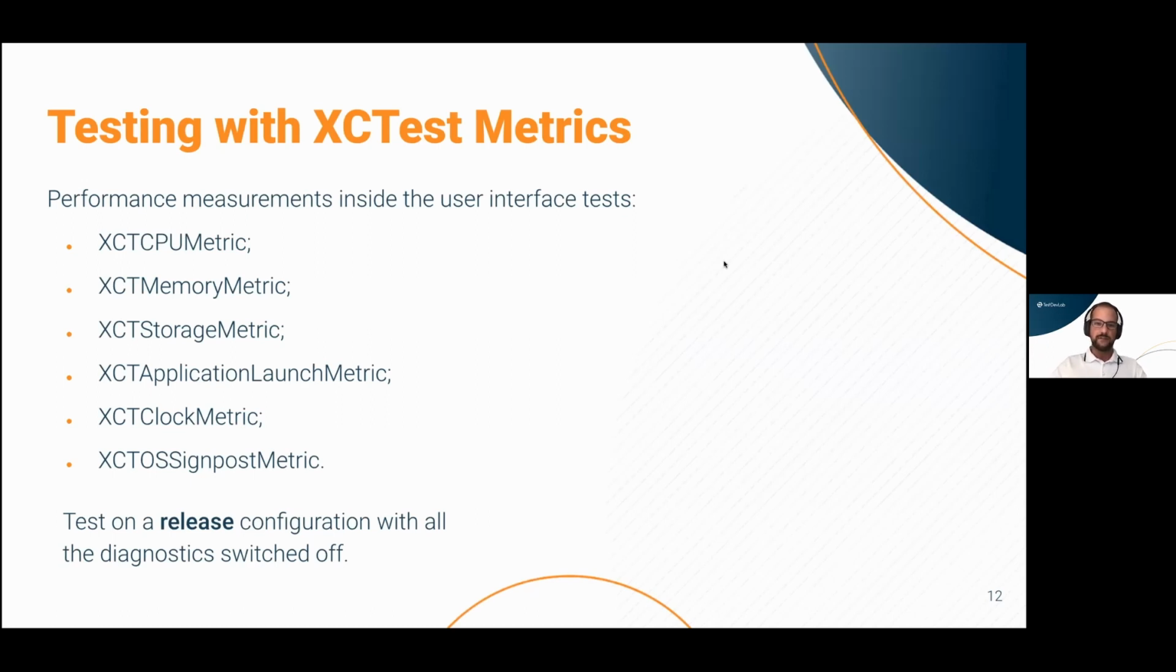Since Xcode 11, Apple provides multiple metrics to measure app performance straight from the user interface tests, like CPU, memory, and storage usage. In our experience, these types of tests help a lot for detecting regressions after adding new features. For example, catching a memory leak.